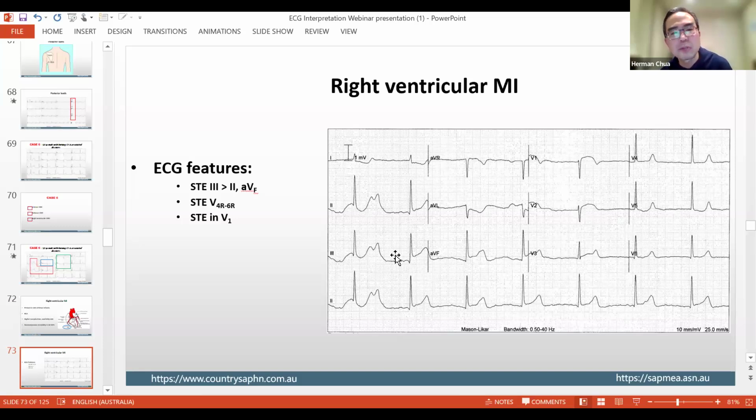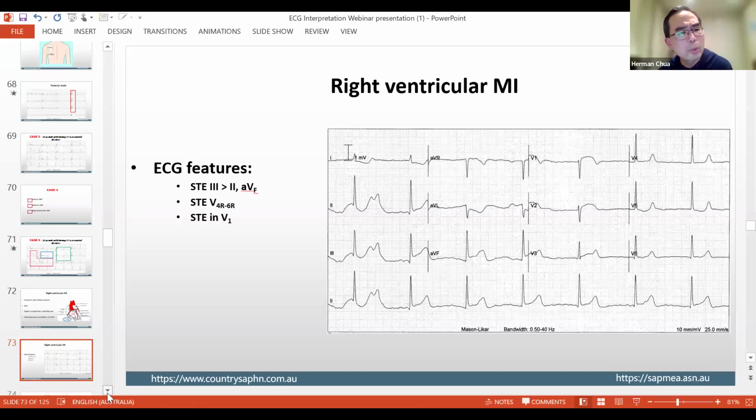So you diagnose an inferior. In addition to that, there is ST elevation in lead V1. If you need to do a right ventricular lead, you detach V4, V5, V6 on the left side of the precordium and attach them to the right side of the precordium. Then you do a proper right ventricular lead, and you may see ST elevation there. If you want to diagnose right ventricular MI that way, fantastic.